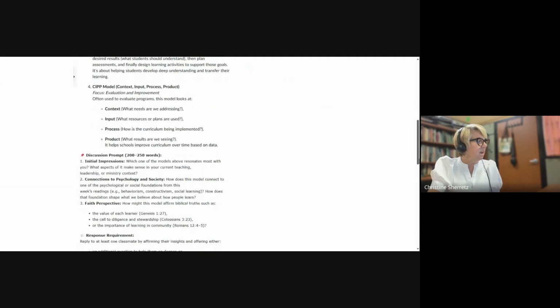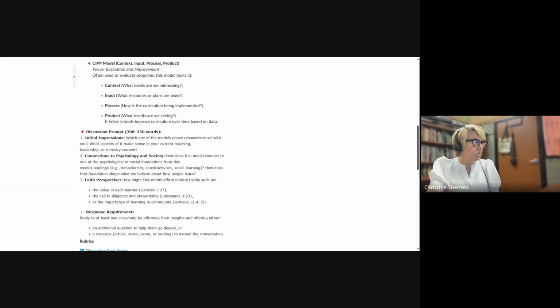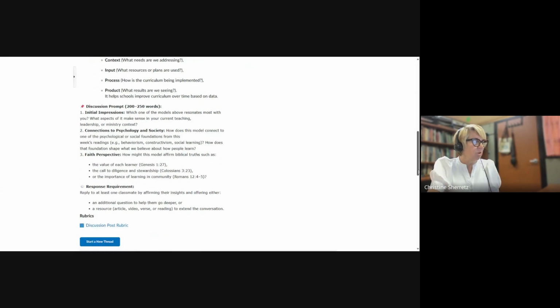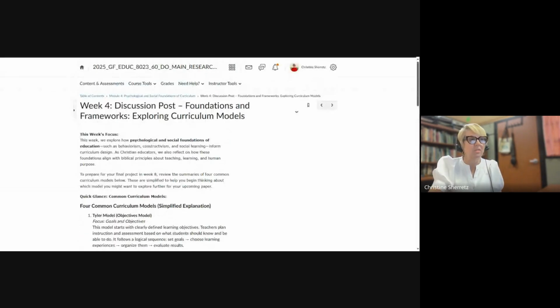And then the last part is, how might this model affirm biblical truth, such as the value of the learner, the call to diligence, stewardship, or the importance of learning in community? Those are just some that I have. I'm sure you'll have other things that you could do. Then, of course, you need to reply to at least one classmate. And we're looking for additional questions to help them go deeper. You might offer resources, but we want to extend that conversation. So that's the first thing you're doing.